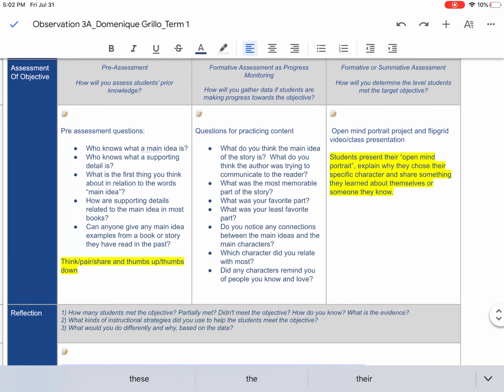And the last thing is that students will present their open mind portrait, explain why they chose their specific character, and share something they learned about themselves or someone they know. I think it's important to give them an assessment that's good for self-reflection and self-assessment so that they can look inward and say, what did I learn? Then they can communicate that to the rest of us and we can get a conversation going about these differences that we need to embrace and accept forever. So it's just good practice to start.